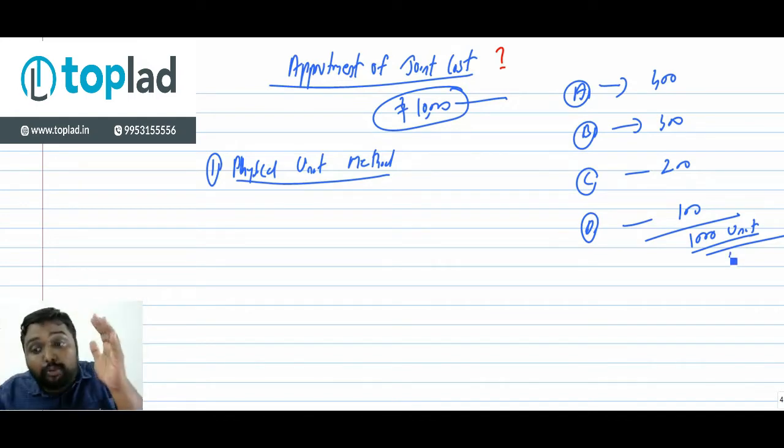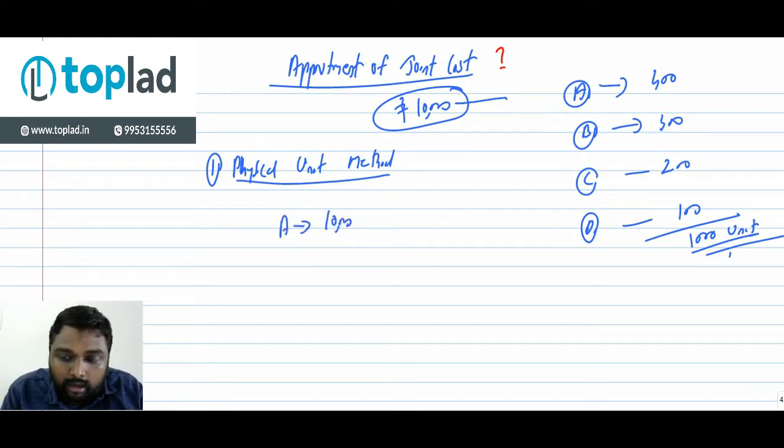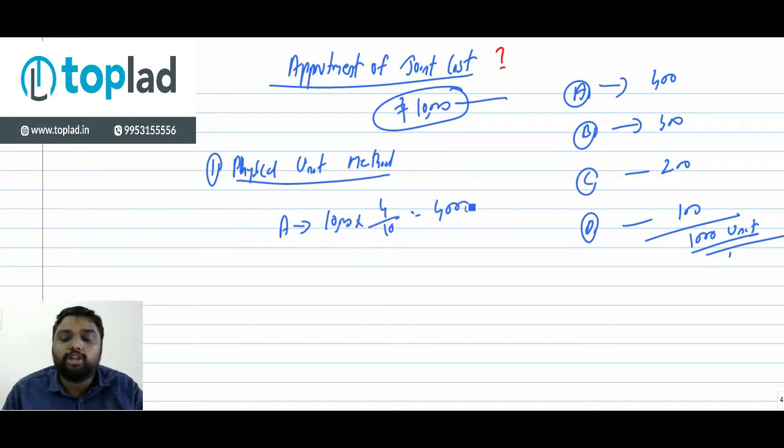We have produced 400 units of A, so we have to apportion accordingly. How will it come? It will come 10,000 into 4 by 10, the ratio. We have to apportion 4,000, or for better clarity, 400 by 1000, the ratio.